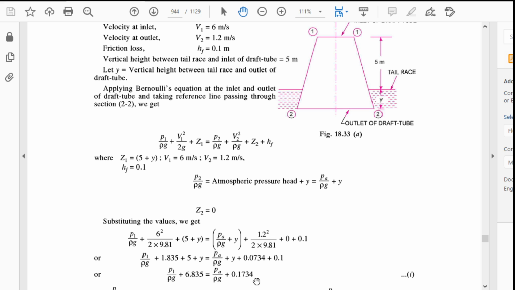Okay, if we take the atmospheric pressure head as 0, then the pressure head at the inlet will be the vacuum pressure head. And if we take the atmospheric pressure head as 10.3 meters of water, then the value will be the absolute pressure head at the inlet. For that purpose, we can take PA upon rho g as 0 and substitute it.